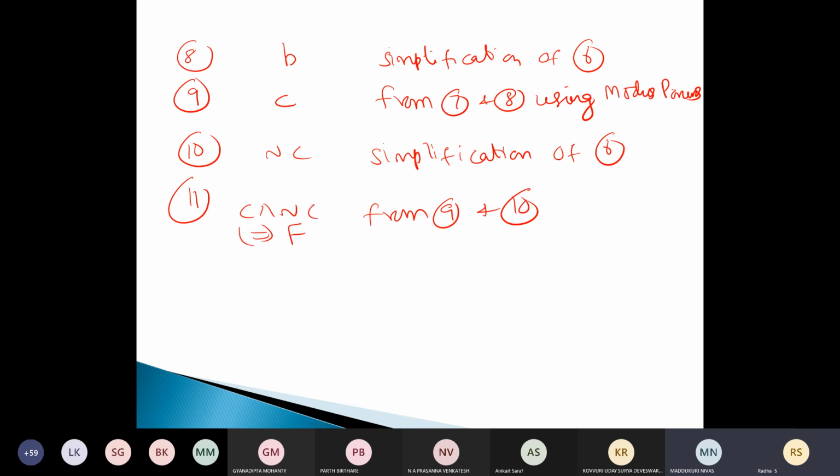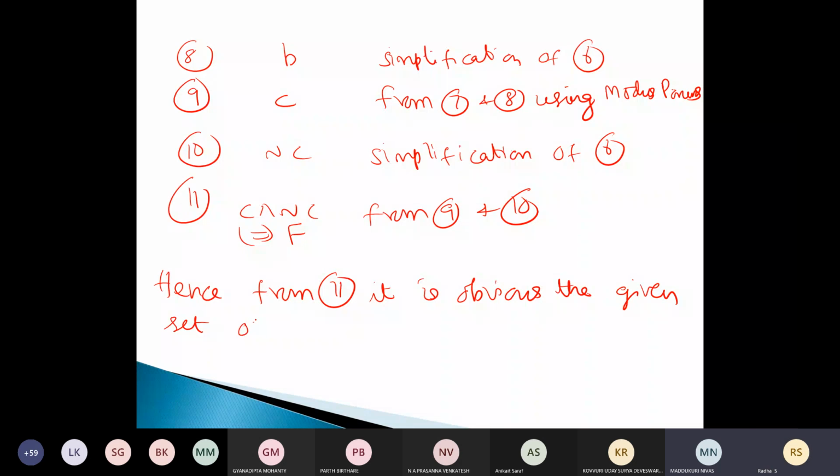A contradiction. Hence, from 11, it is obvious that the given set of premises are inconsistent. Premises are inconsistent.